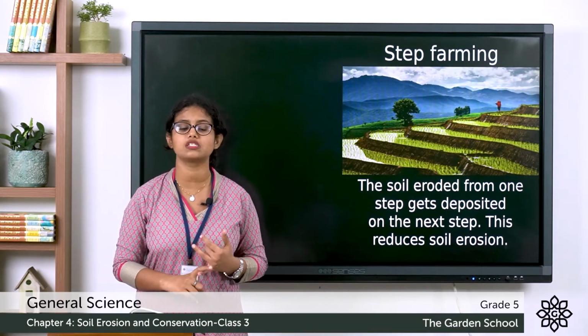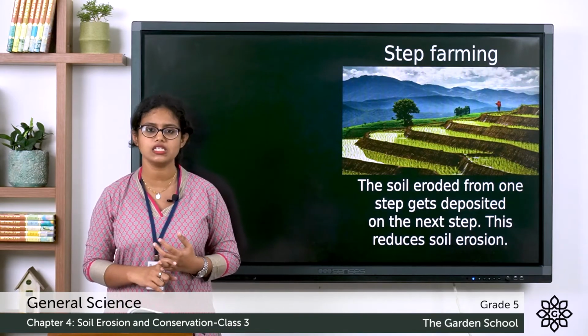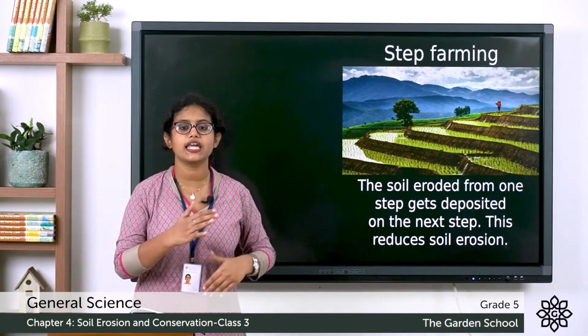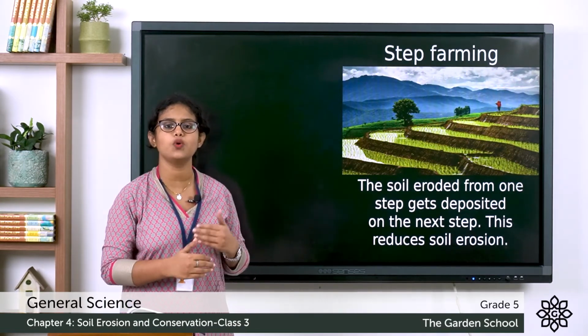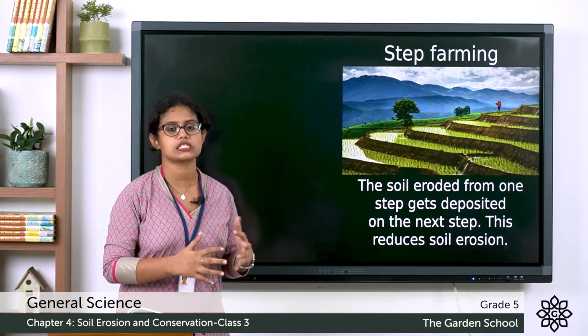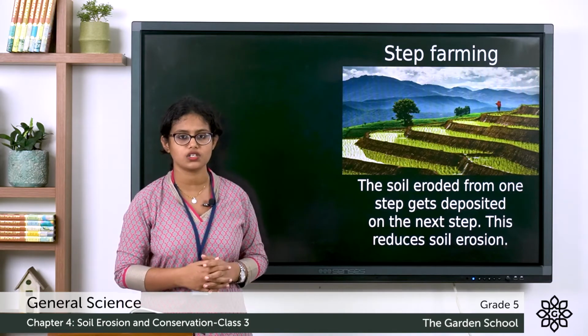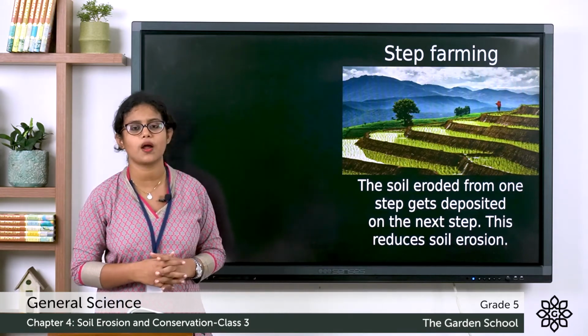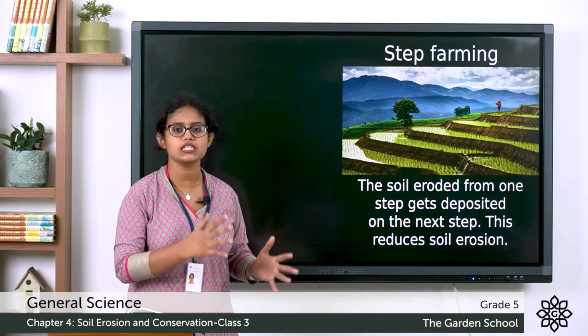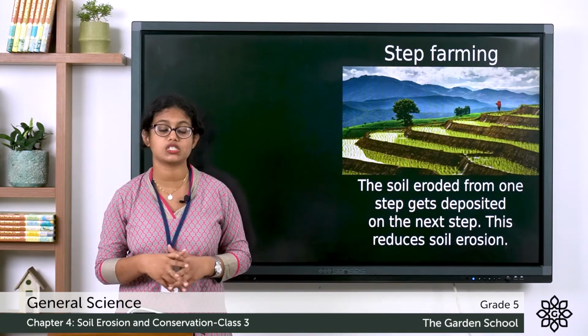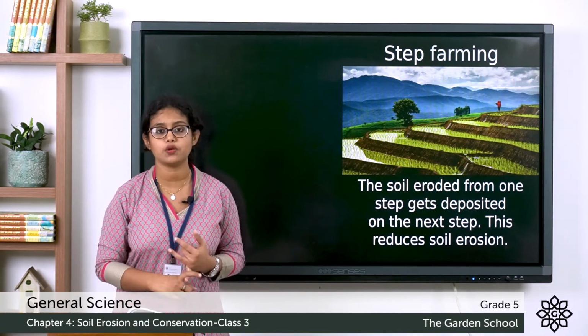So what the farmers do in these hilly regions is, you can see in the picture, they convert these slopes of hills to steps. So these steps can reduce the force of water and prevent the soil from being eroded. So that is called step farming. Step farming has many advantages.